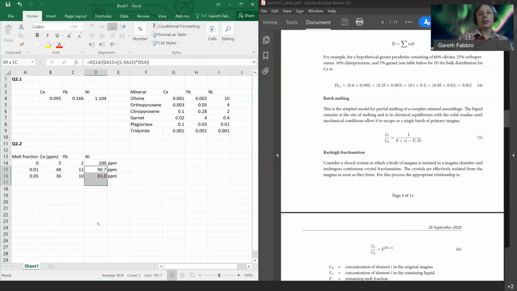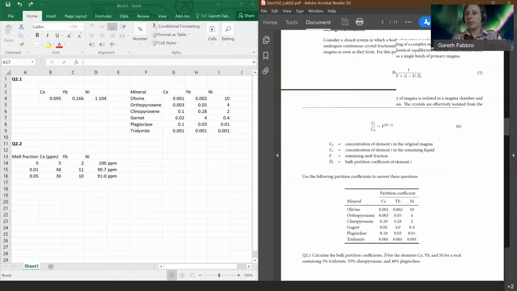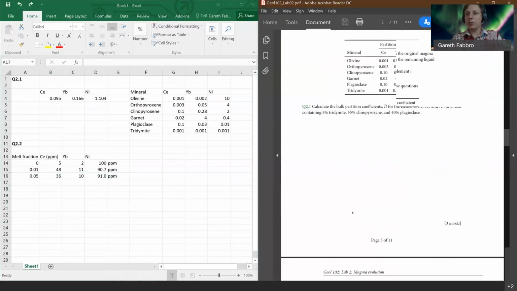And if you're really keen, you can calculate more. It's very quick. I could go 0.1. You can write this down, and you'll see how it changes. If you want to play around with it and graph it and see how it changes, you don't need to do that, but if you want to. So that's how you do question 2.2.